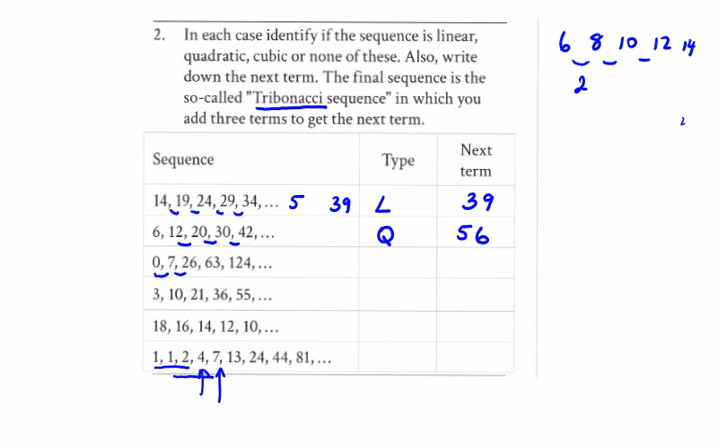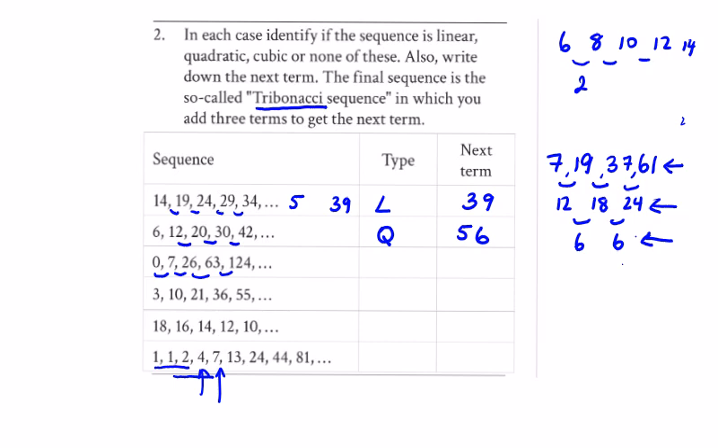Now we have 7, 19, 26 to 63 is going to be 37. And 63 to 124 is 61. So we have 12, we have 18, and we have 24. And then we have a difference of 6 for our third difference. This will be the first difference, second difference, third difference. So we need to work our way back up to get the next term. So after 24, to keep a difference of 6 will be 30, and adding 30 onto 61, we get 91. So 91 for this one, for the next term, and it's cubic.